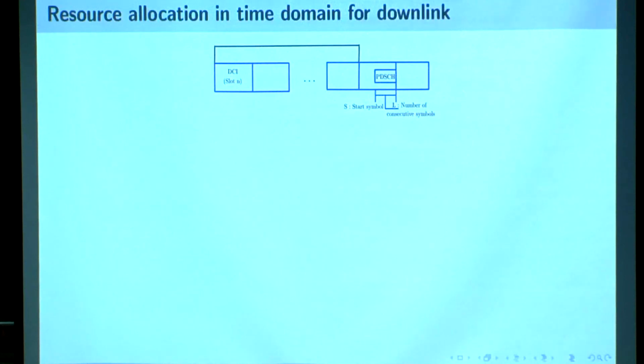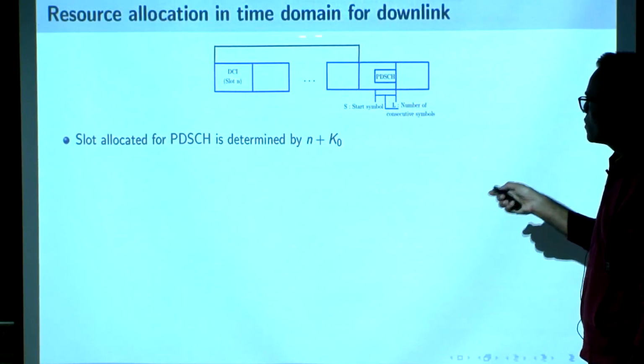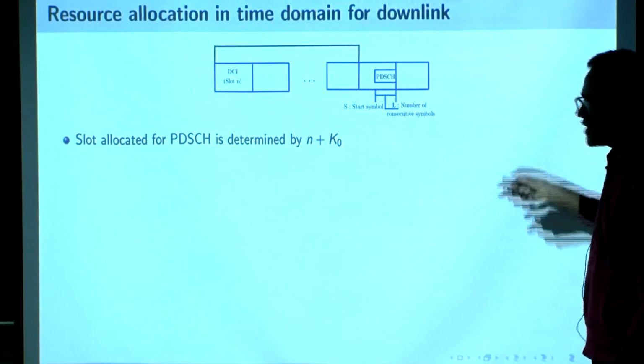Do we understand this? What I was saying is very simple. PDSCH can come in a different slot than the one where the DCI is coming, and the DCI schedules this downlink data in the time domain by telling the start symbol and the number of consecutive symbols after that where the data is coming. This offset is K0, which is not shown here.